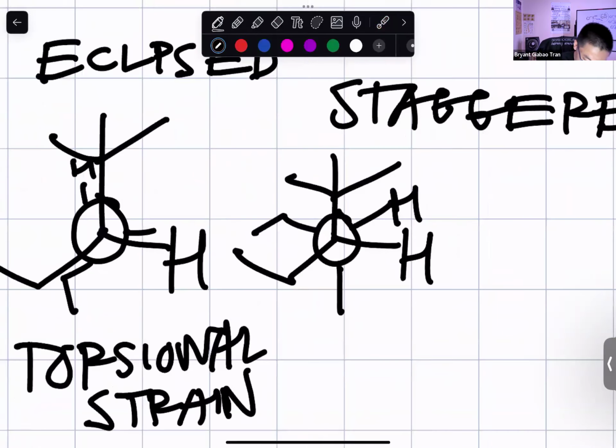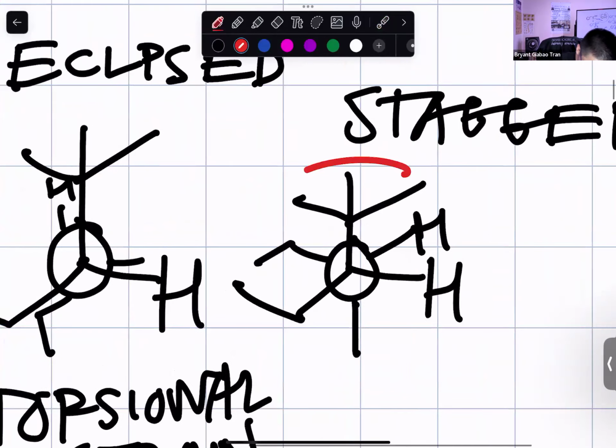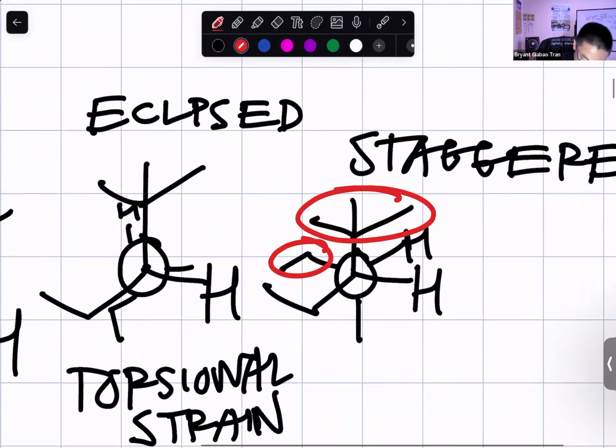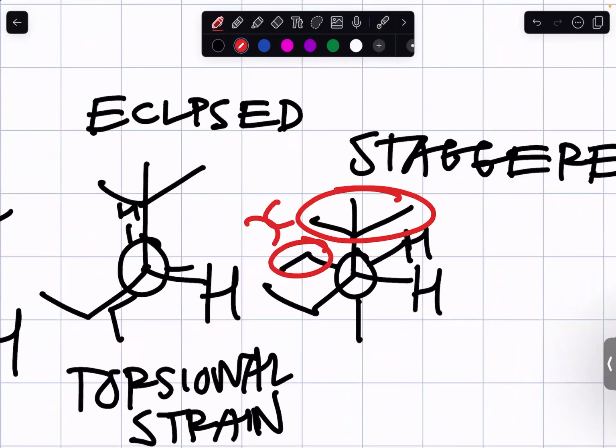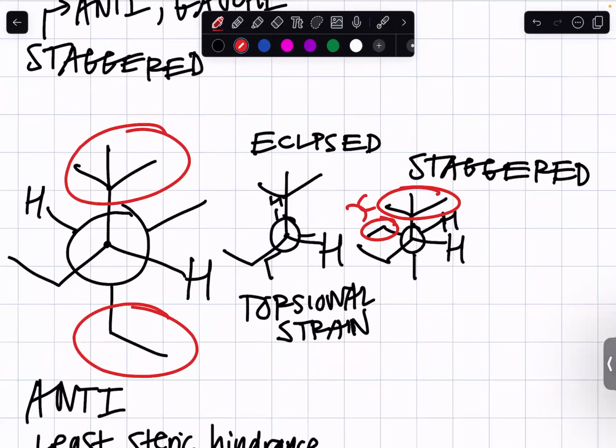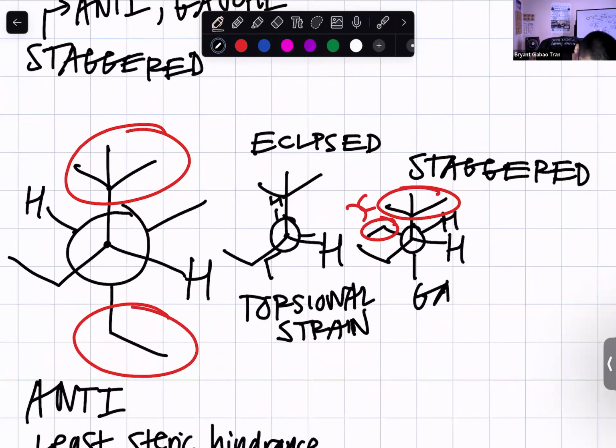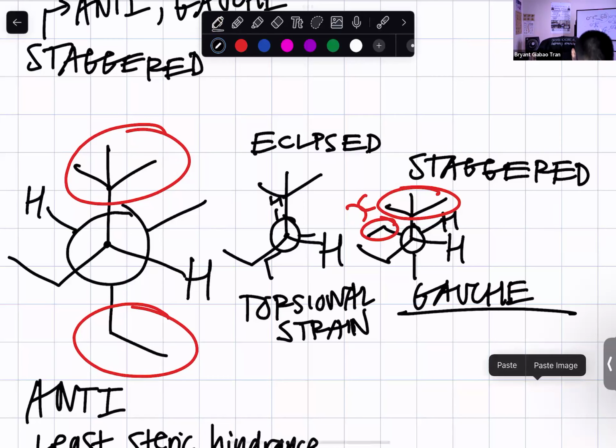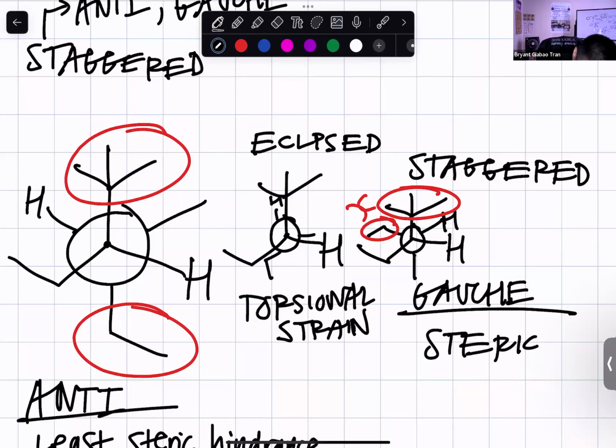Now I'm going to circle the bulkiest group one more time of the front carbon, the tert-butyl, and the bulkiest group of the back carbon, which is the ethyl. Notice how they are very close to each other. They're not directly on top of each other like eclipsed, but they're close to each other. They're introducing steric hindrance, so this is going to be the gauche conformation, which has steric hindrance. They're bumping into each other now.